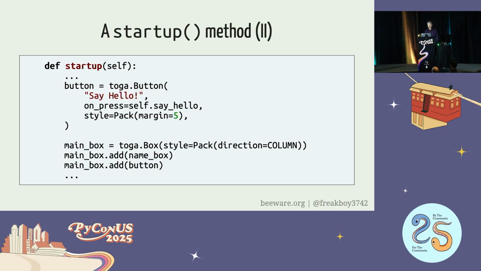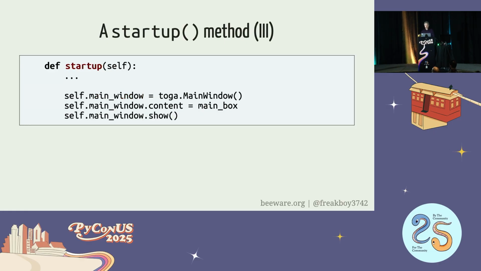It's just a different API. So we now have a main box that is a vertical box, the first child of which is a horizontal box containing a label and a name input, and underneath that will be a button. At this point, we can pick up where the old code left off, create a main window, set the content of the main window to be our main box, and then show off the main window.